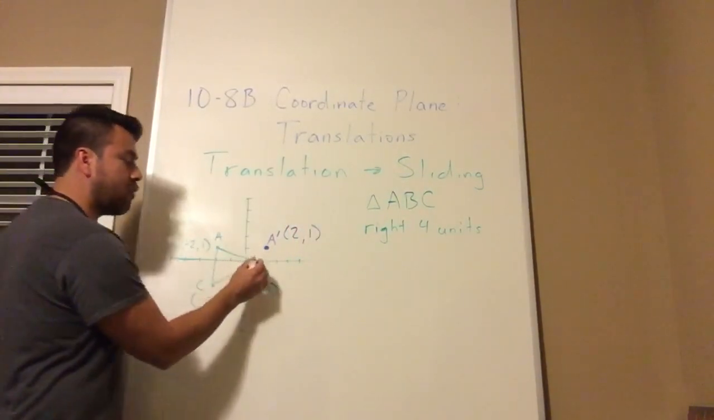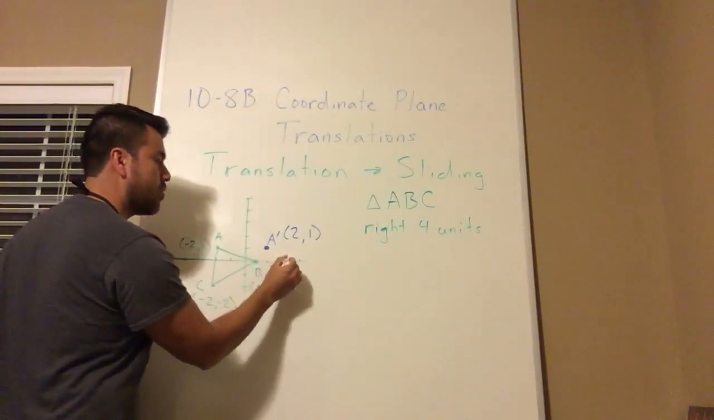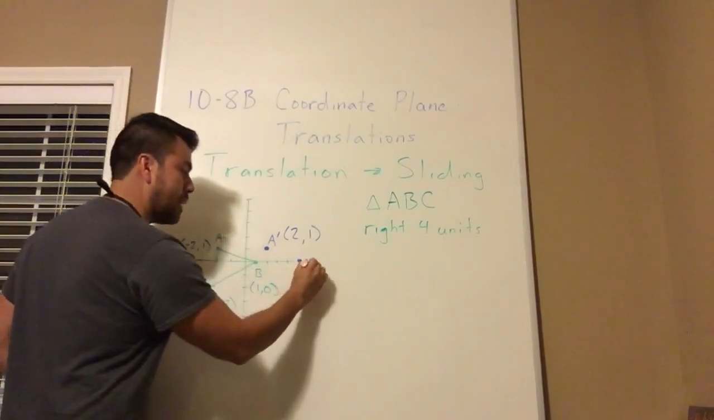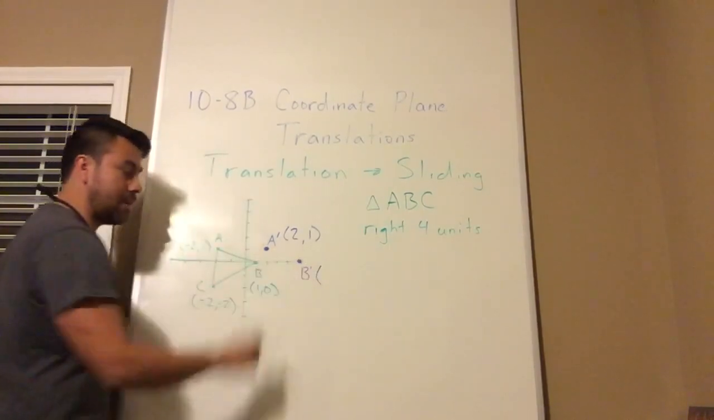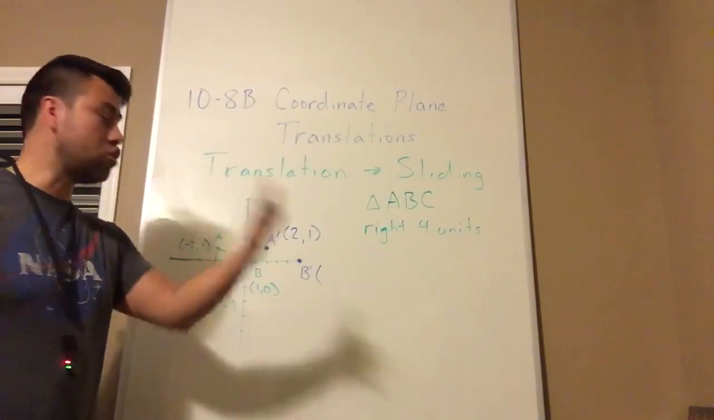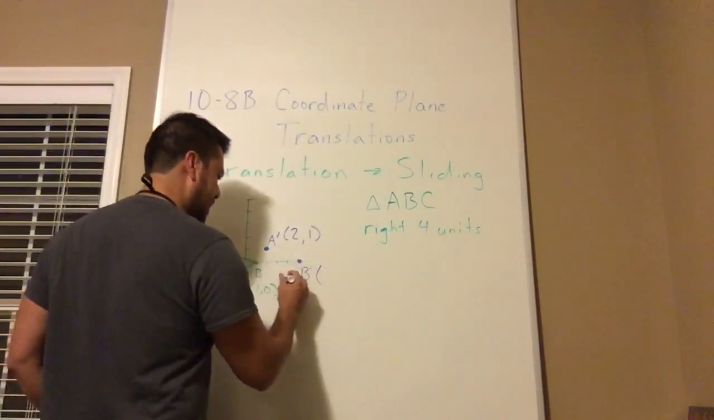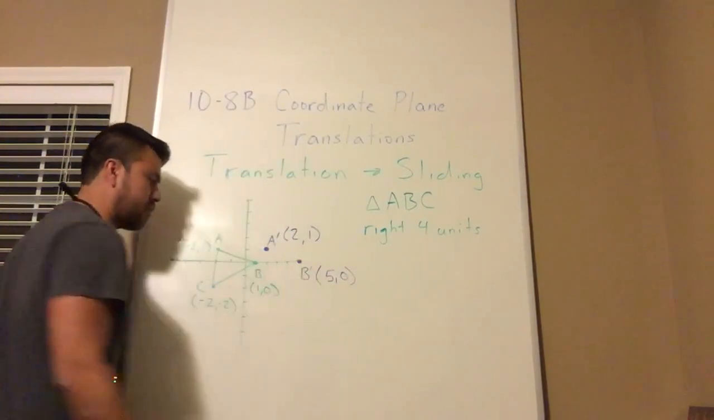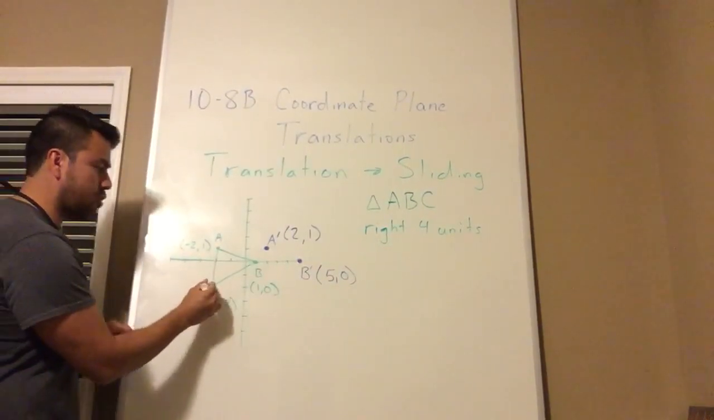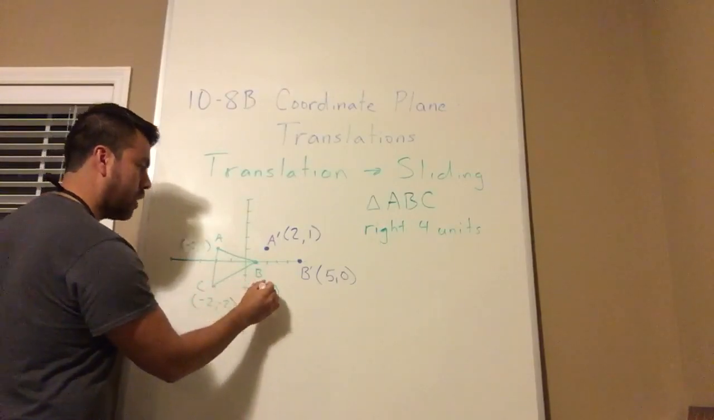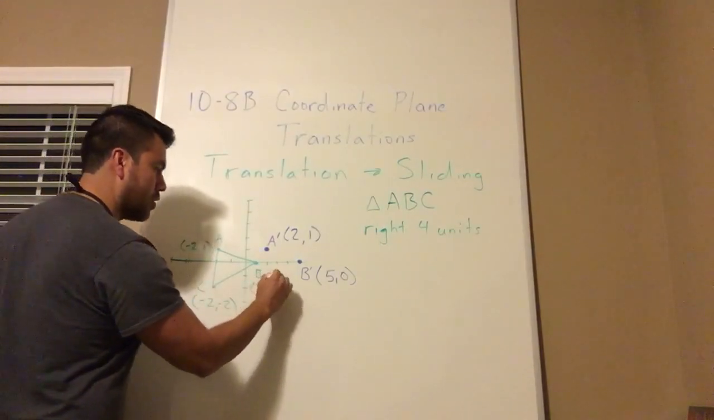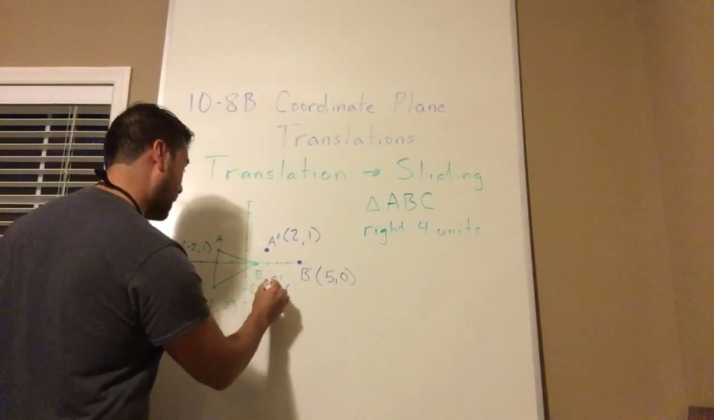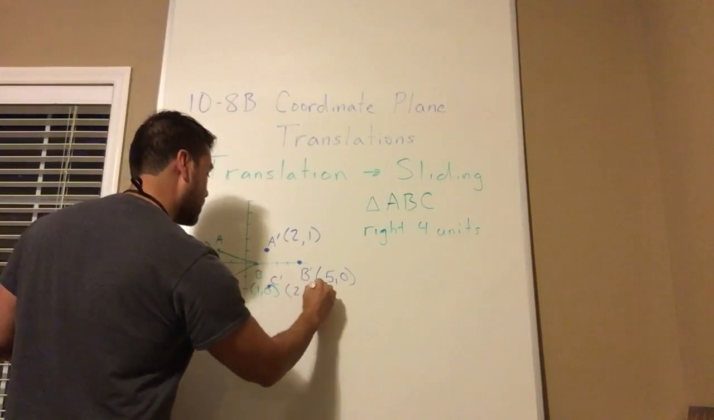All right, let's move B 4 to the right. 1, 2, 3, 4. That goes right there. And that's not just B, it's B prime. And so you have to label it with prime because that's showing you the new movement. And it becomes 5, 0 because right here at this point is 5, 0. And then C gets moved 4 to the right. 1, 2, 3, 4. And that's kind of right here. I know it's going to look weird, but C prime. And that's going to be, C prime is 2, -2. So that's C prime.